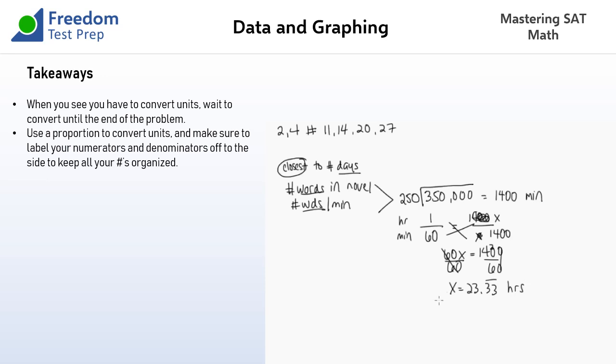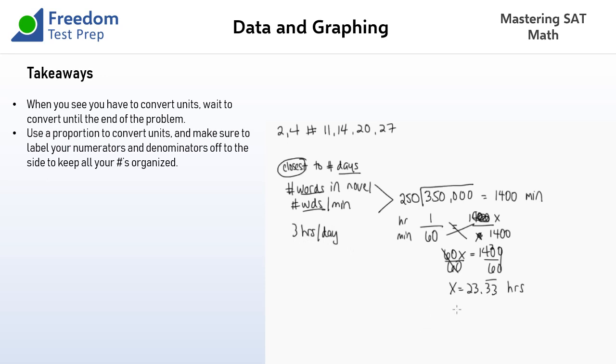Now we're going to do hours into days. However, we've got a caveat because normally there are 24 hours in a day, right? And it would be 1 day. However, he's only reading, what does it say? 3 hours per day. So every day is only 3 hours.